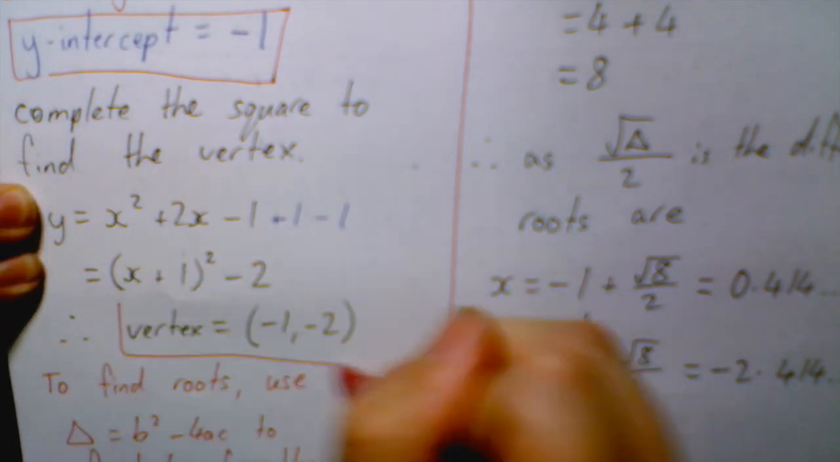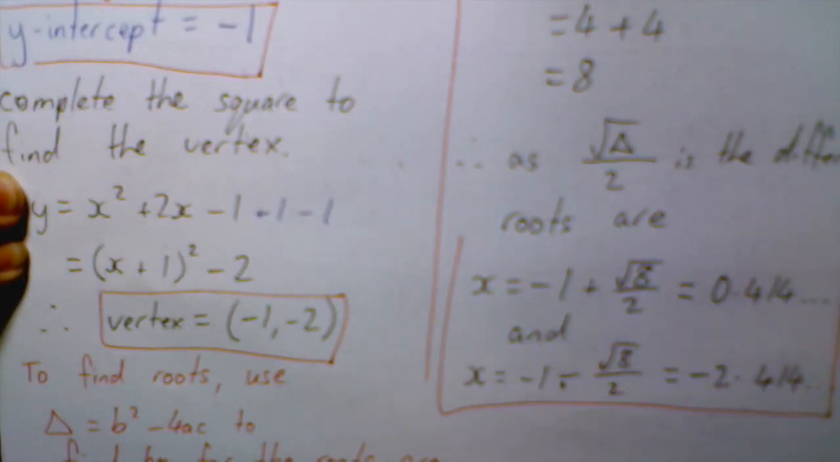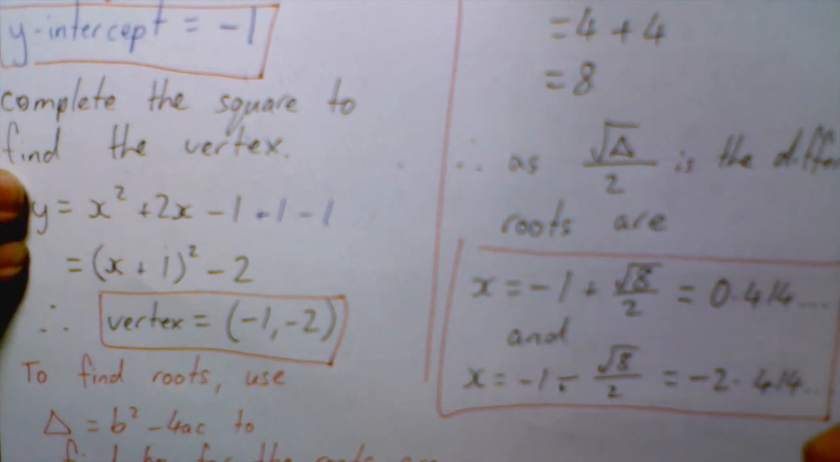As you can see, we've got our 3 points that we need. We have the y-intercept, we have the vertex, and of course we have our 2 roots.